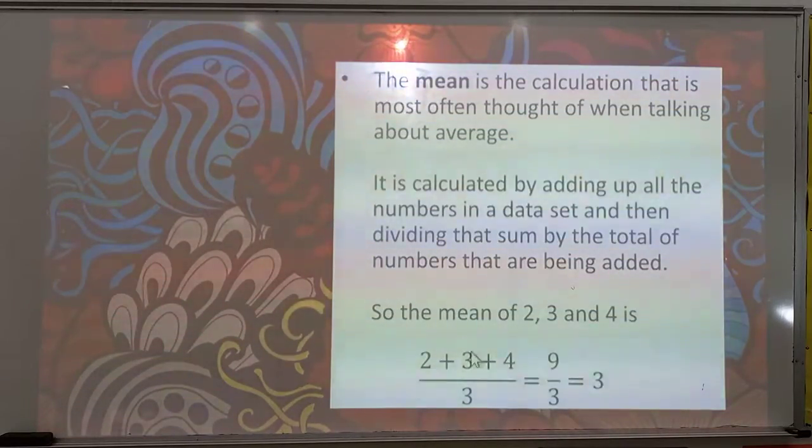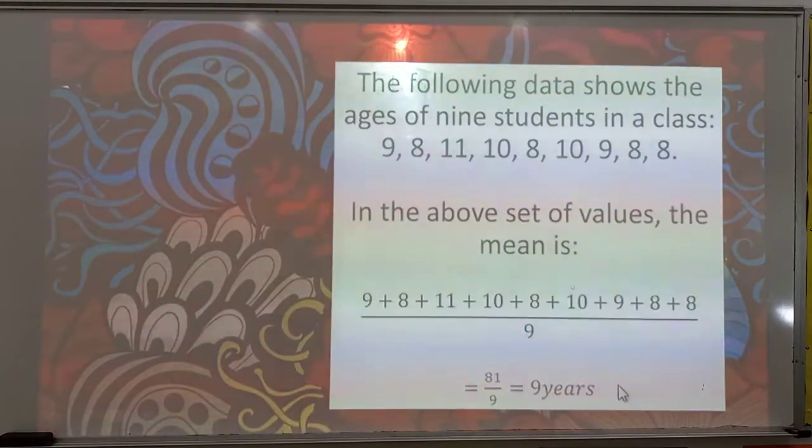Here is an example of what I'm talking about. If you have three numbers 2, 3, and 4, then the mean is the sum of 2 plus 3 plus 4, but then how many numbers are there all together? 1, 2, 3. There are 3 numbers. So you sum the numbers and divide by how many numbers there are. 2 plus 3 plus 4 gives us 9, divided by 3, which will give us 3.